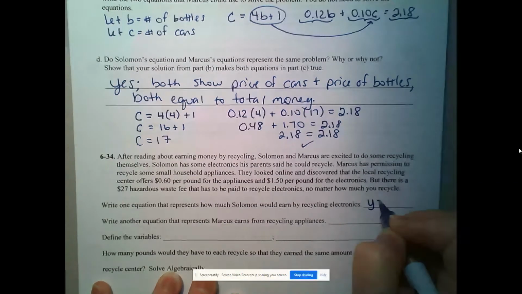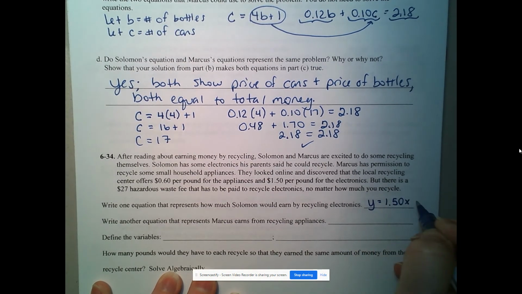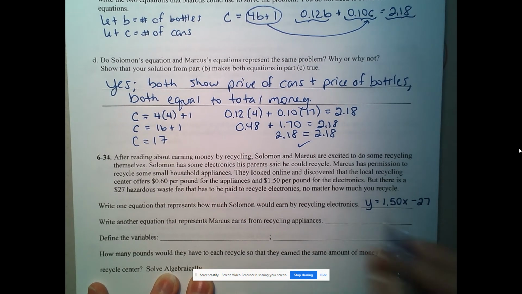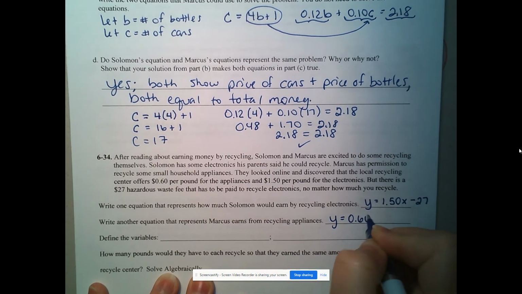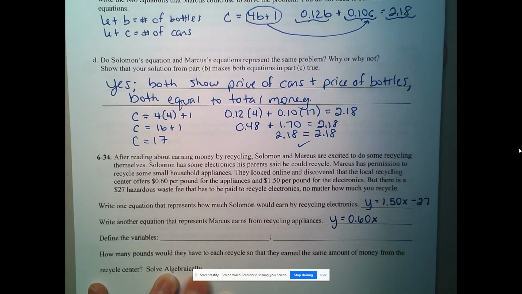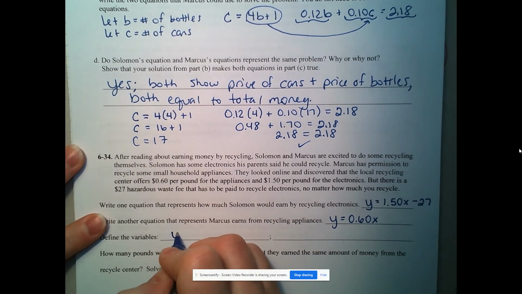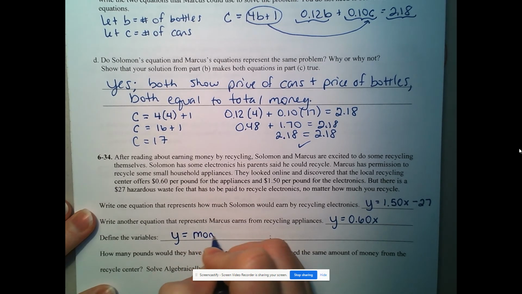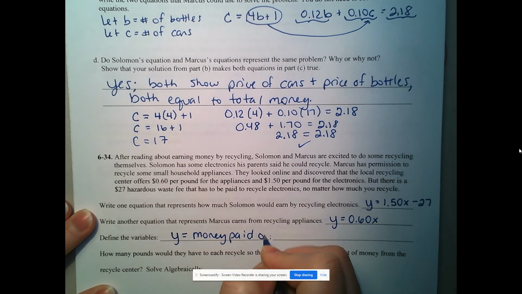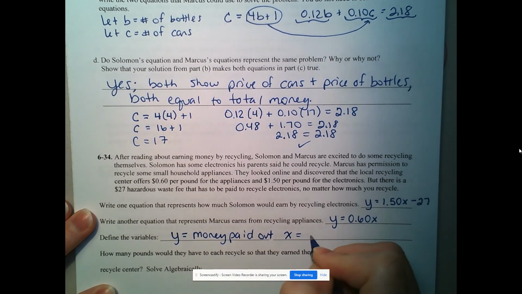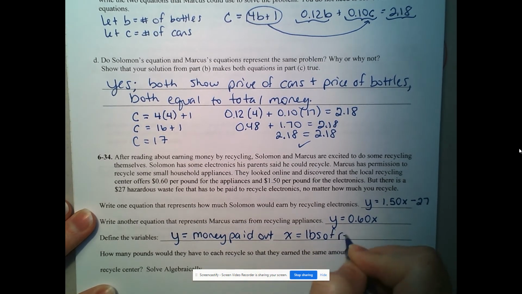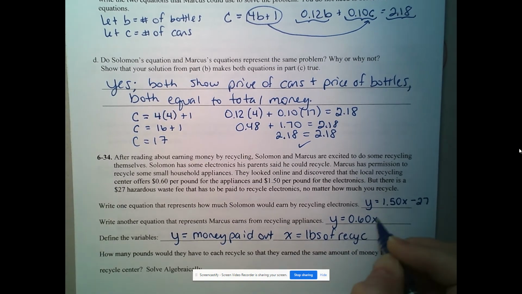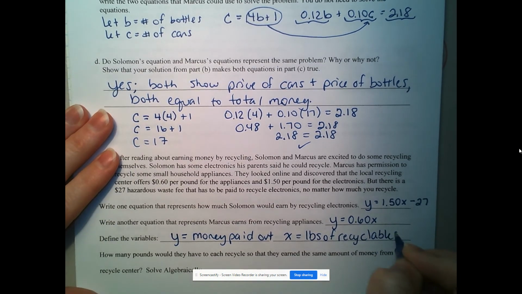So if we said Y equals, I get $1.50 per pound, but they're going to take away a $27 fee. And Marcus recycling the appliances is getting less. He's only getting 60 cents per pound, but they're not taking away any kind of a fee. So in both cases, when I define the variable, I was defining them as Y equals money paid out or money earned, either way, and that X equaled pounds of recyclables. And I think that's right.